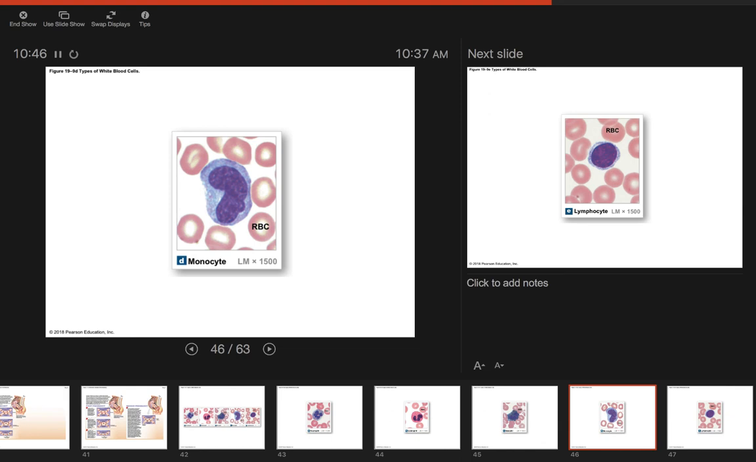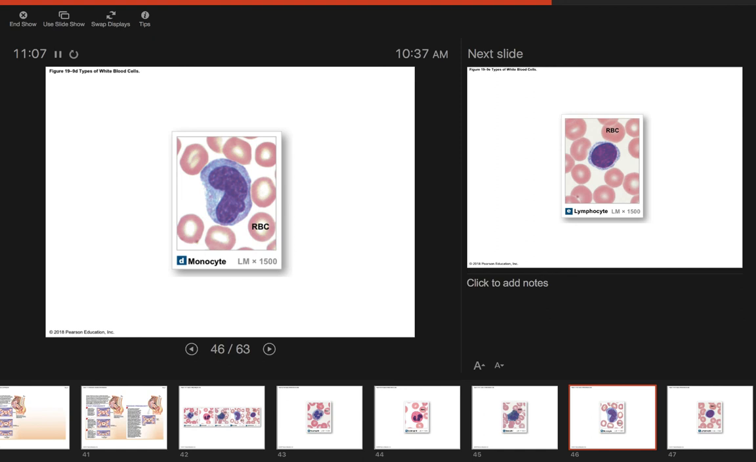Because not only does it engulf and digest things, it's going to present it on the outside of its cell then. We'll talk about this in the immune system. But it presents the antigen, the foreign antigen, on its cell surface, and that's going to start an immune response. So the macrophage, the monocyte, is a big part of the immune system.